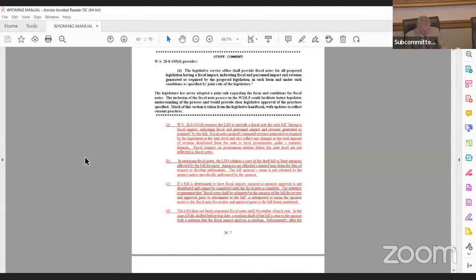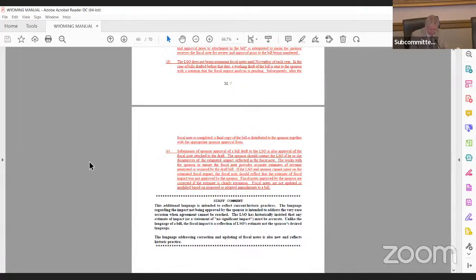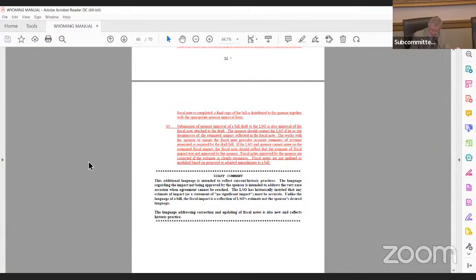And we talk about the timing, and then M8, Mr. Chairman, is a new one. And the staff comments show that it reflects historic practice. But this is the issue, and it's one that comes up fairly frequently, which is what happens when the sponsor insists on a fiscal note that LSO doesn't think is accurate. And we spell out in the manual, if the LSO and the sponsor can't agree on the estimated fiscal impact, the fiscal note will reflect that the estimate was not approved by the sponsor.